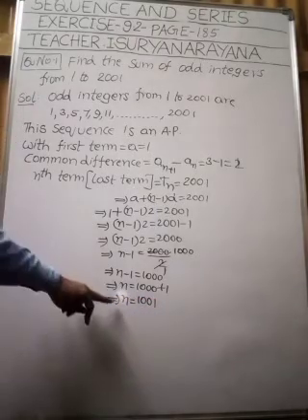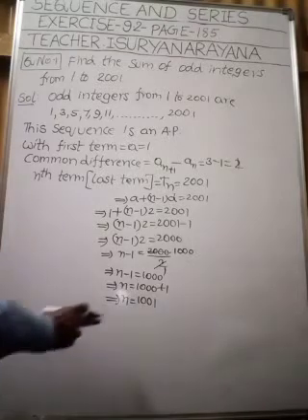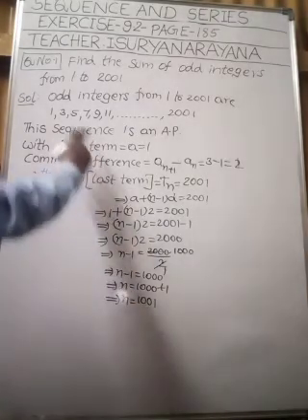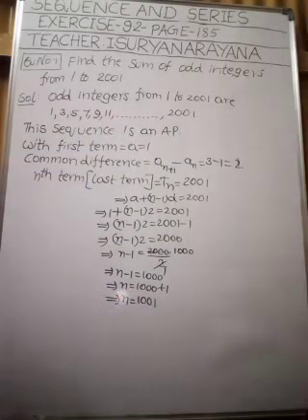What does n denote? The number of terms of an AP. Previously we discussed this at the time of concepts. N denotes the number of terms. So how many terms are there in this sequence? 1001 terms are there. Yes or no, my children?